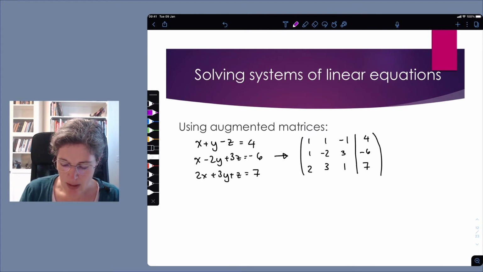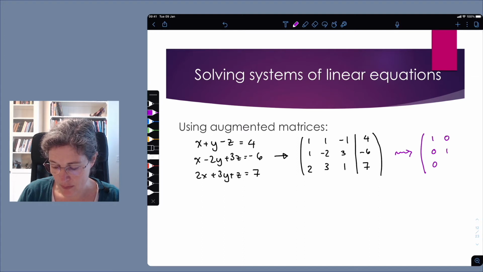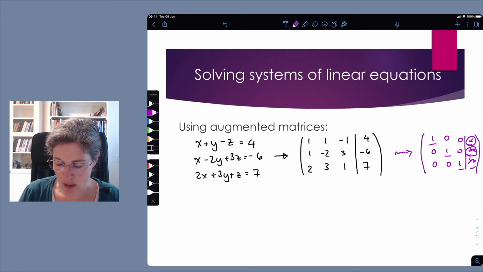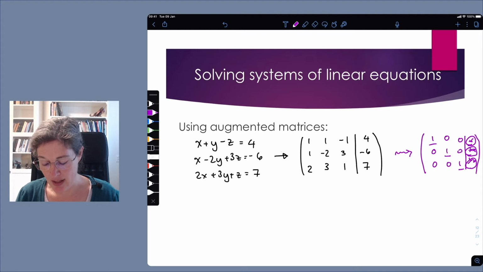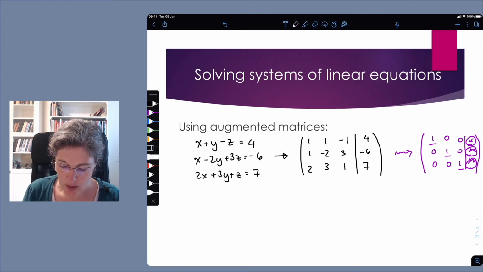And it's worth keeping in mind that we want to do a bunch of stuff and end up with something that looks hopefully like this. So we want to be able to read off and say, okay, well, x is equal to whatever this thing is, y is equal to whatever this thing is, and z is equal to whatever this thing is. So that's kind of where we want to head. And that would be the easiest solution. And keeping that in mind, we start to do the transformations in order to get there.